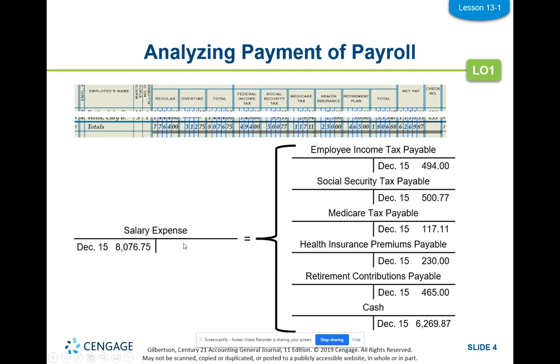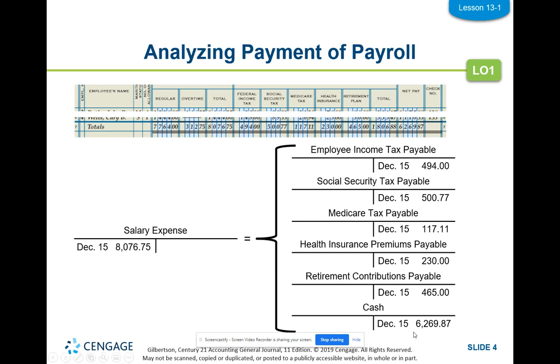Remember, all expenses are always going to be recorded as a debit. And then anything that ends with the word payable, so employee income tax payable, Social Security tax payable, all those end with the word payable because we have to pay those. Just like accounts payable, we owe that money to someone. In this case, we owe it to the government. And so those are a payable, and they're a liability until we pay them. And remember, liabilities are always recorded on the credit side. We also have cash down here. Cash is also a credit because that's how much money is coming out of our account.